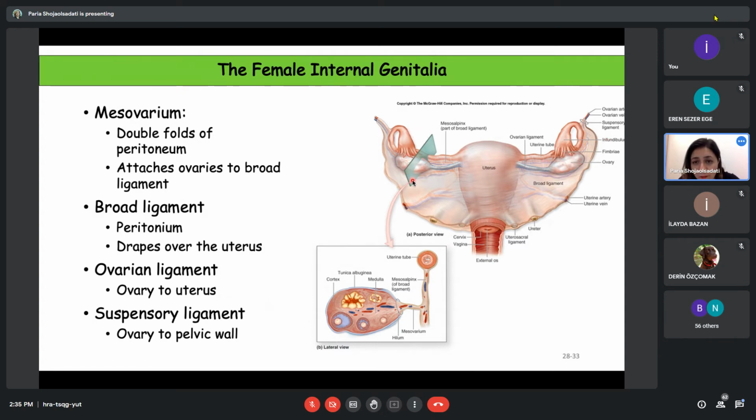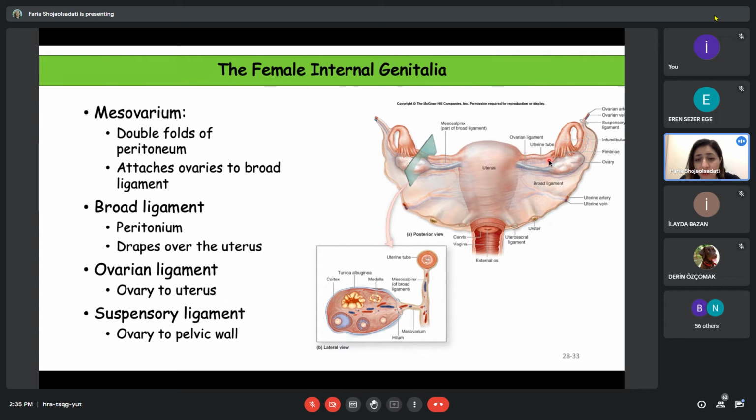If I cut the ovarium through this plane, I can see the mesoovarium. Here you can see the mesoovarium. It's a structure at the same time formed by the peritoneum, but it separately connects the ovarium to the broad ligament of the uterus. The broad ligament, as I mentioned before, is the two layers of the peritoneum that drop over the uterus. These two big structures are named the broad ligament.